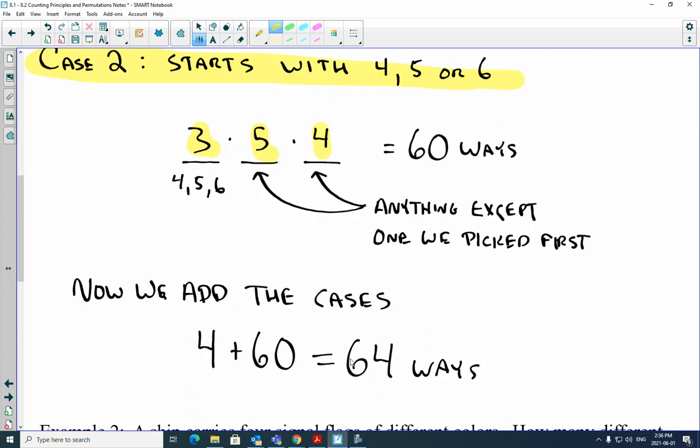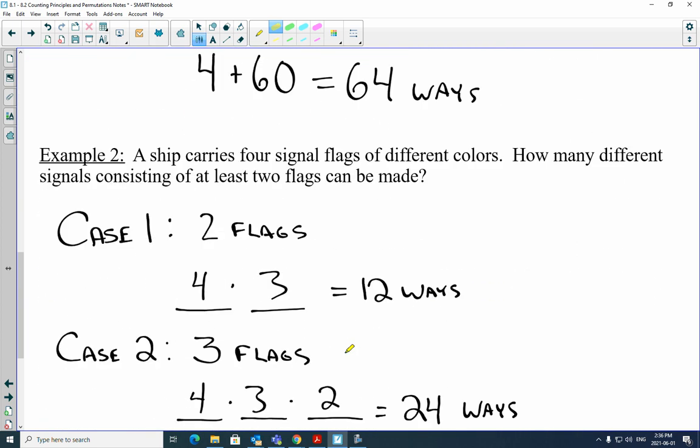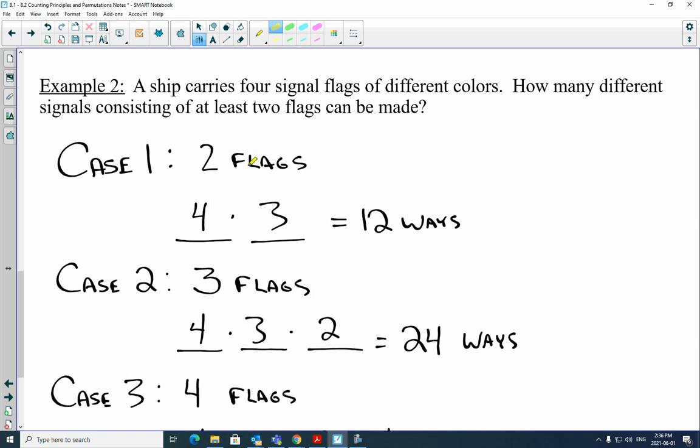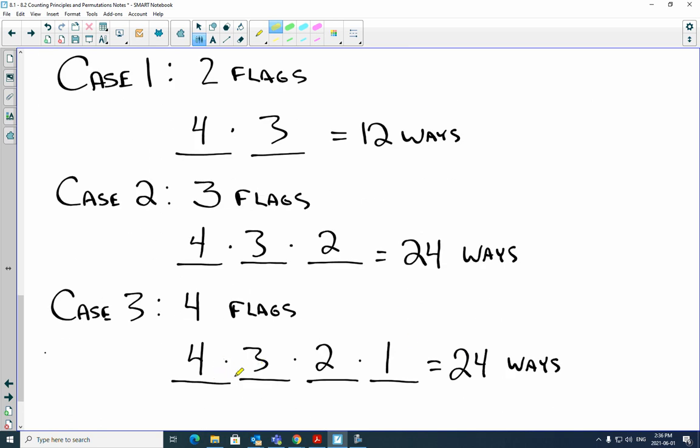Okay, so let's look at example 2. So a ship carries 4 signal flags of different colors. How many different signals consisting of at least 2 flags can be made? So if you look at this, there's 3 cases, right? 2 flags, 3 flags, and 4 flags, because it says at least 2 flags. Okay, so 2 flags would be 4 times 3, 12 ways. 3 flags would be 4 times 3 times 2, 24 ways. 4 flags would be 4 times 3 times 2 times 1, which is 24 ways.